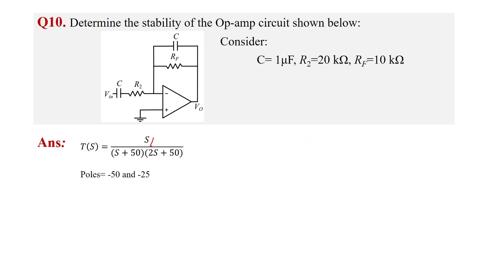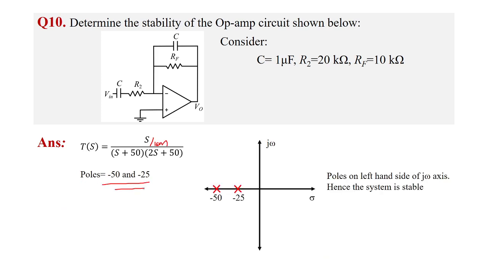Okay, so there will be 10 milli here. The poles are -50 and -25, so they lie on the left-hand side, so the system is stable, or the circuit is stable.